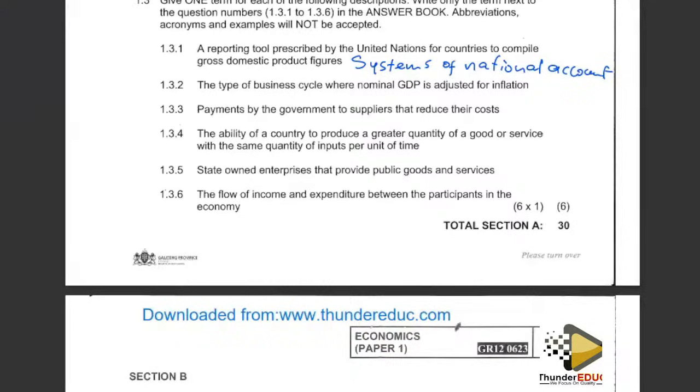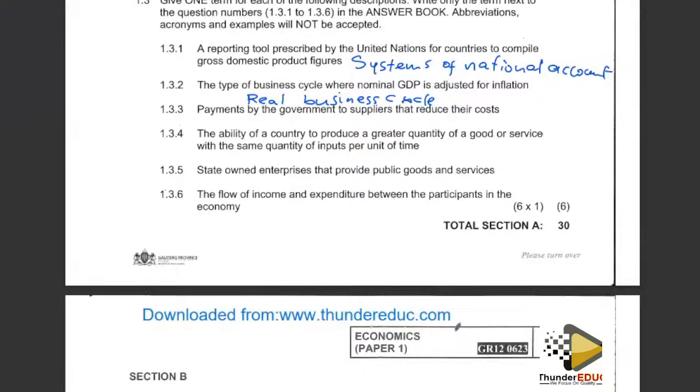1.3.2 reads as follows: the type of business cycle where nominal GDP is adjusted for inflation. Nominal, we check the current one. So the moment inflation is being adjusted, that calls for the real what? The real GDP. So in this regard, we are going to have the real business cycle. Okay, right. So now, grade 12, let's move on to the next question.